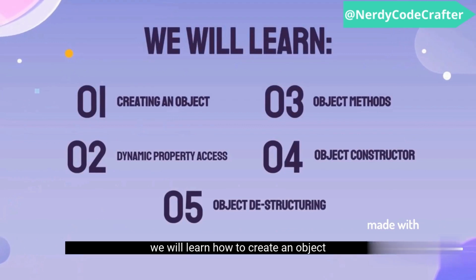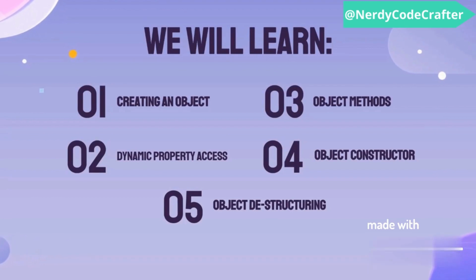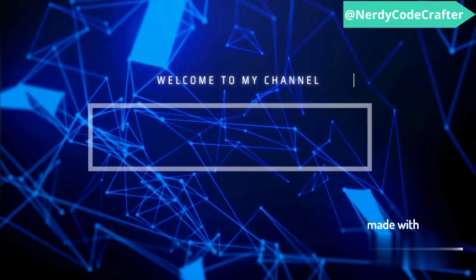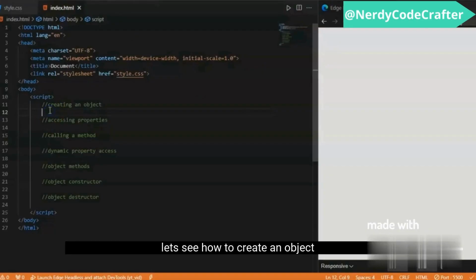We will learn how to create an object, how to access properties, object methods, object constructors, and object destructuring. To learn this, let's go coding. Let's see how to create an object.